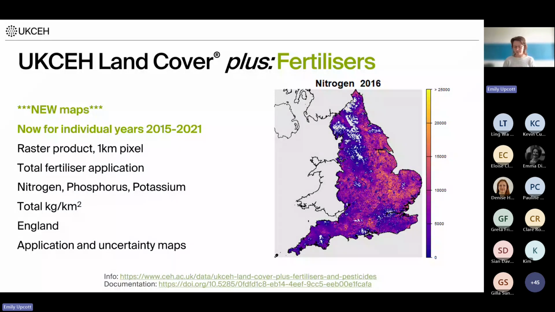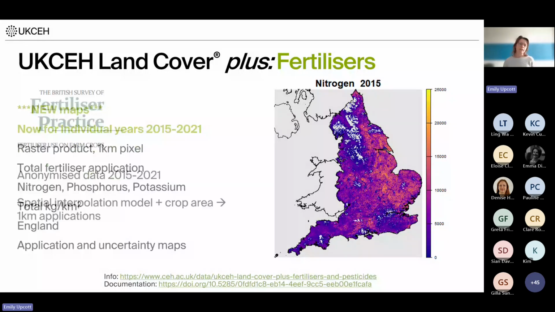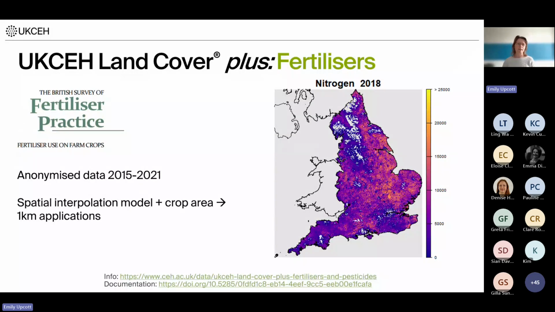So we have data for application and also for uncertainty. These maps were produced using the British Survey of Fertiliser Practice, so using anonymised data for the years 2015 to 2021. These then went into a spatial interpolation model, and crop area was also brought in, and then these 1 kilometre applications were created.